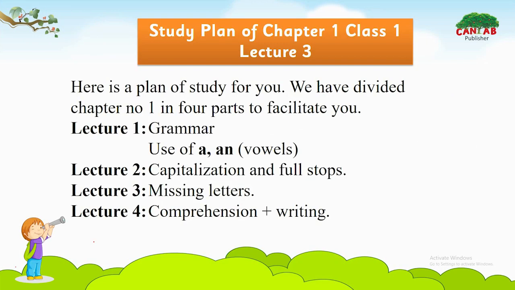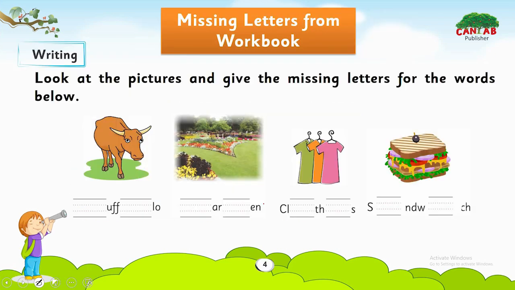Welcome students to the third lecture of chapter 1. Previously we have studied the use of a and an in vowels in terms of grammar in lecture 1. Then in lecture 2 we have studied the capitalization and full stops. Now in lecture 3 we will be studying the missing letters. So swiftly moving towards our lecture, we have to find out the missing letters in the given words.